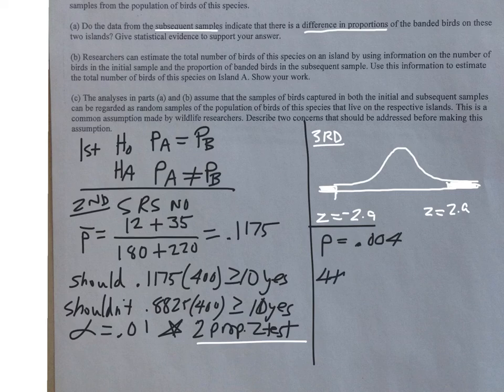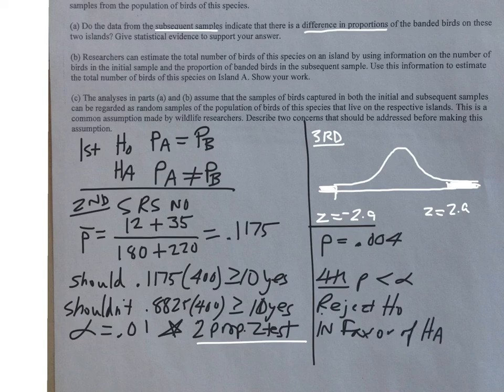So on to the fourth step. The p-value is definitely low. You're going to reject the H0 in favor of the Ha. So it appears that the percentage of birds that are banded are different the second time around.